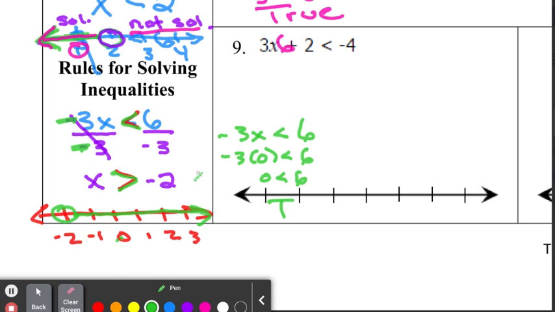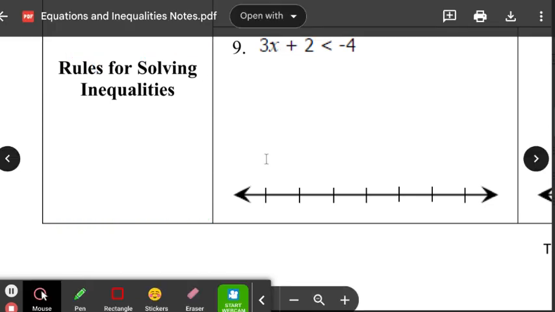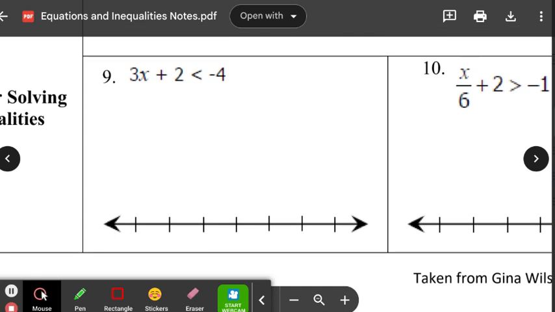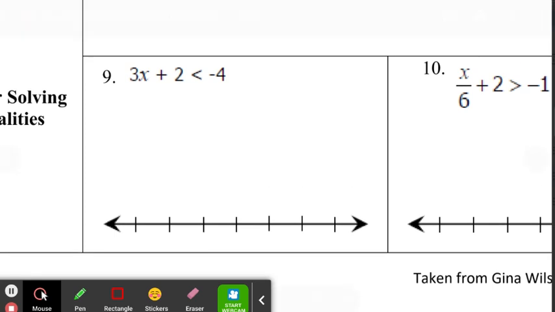Make sure before you continue, if you have been copying this down, you write it down. If not, that's okay. We're going to do some problems now. So for these, we don't do any symbol flipping. They're just two-step inequalities now.